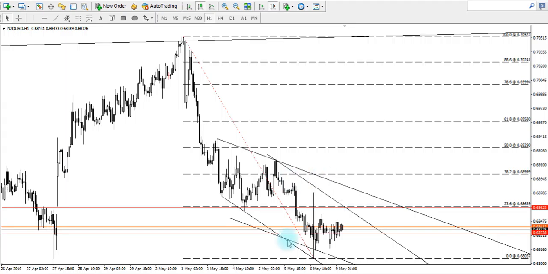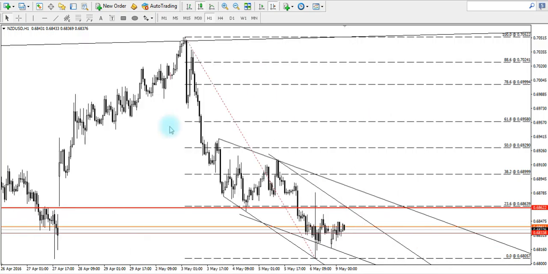All right, we can always look at it from another angle, based on the trend line itself. It could be this way as well. So price may take a little bit further to reach that level at 0.6862. Anyway, that will be where we'll be looking for a sell opportunity. So that is for the New Zealand dollar against the US dollar.